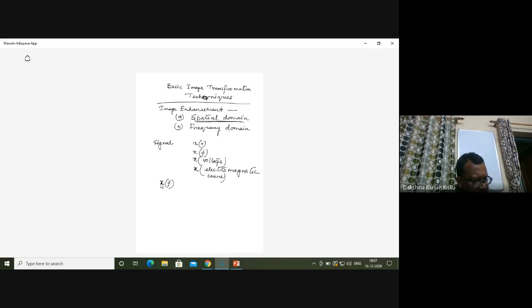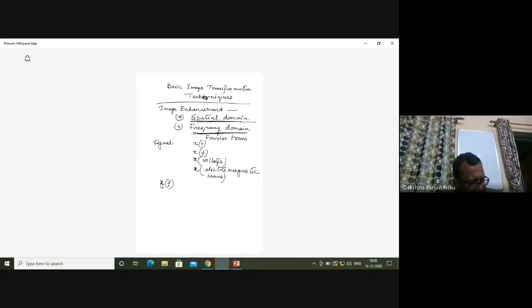Spatial domain basically manipulates the pixels directly. In the spatial domain, the image is represented in the image plane itself, and all the pixels are manipulated directly. That means there is no transformation. We don't need to transform the pixel values into another form or another matrix; we directly perform the image processing or image enhancement techniques. But in the case of the frequency domain, we obtain the Fourier transform of the given image.